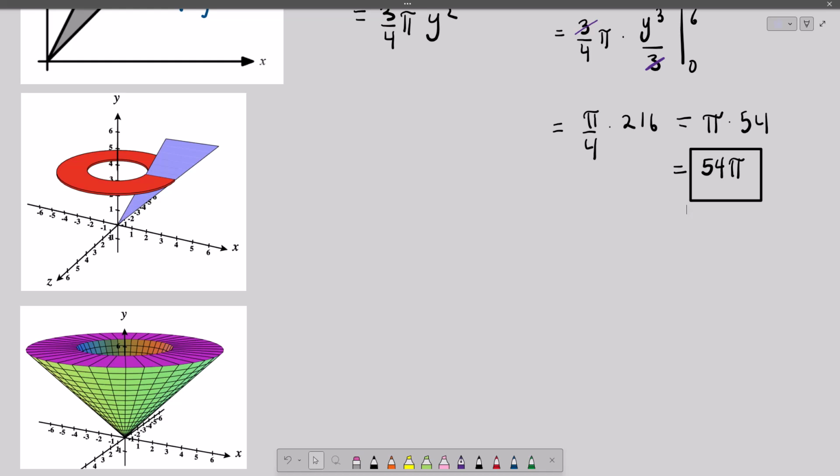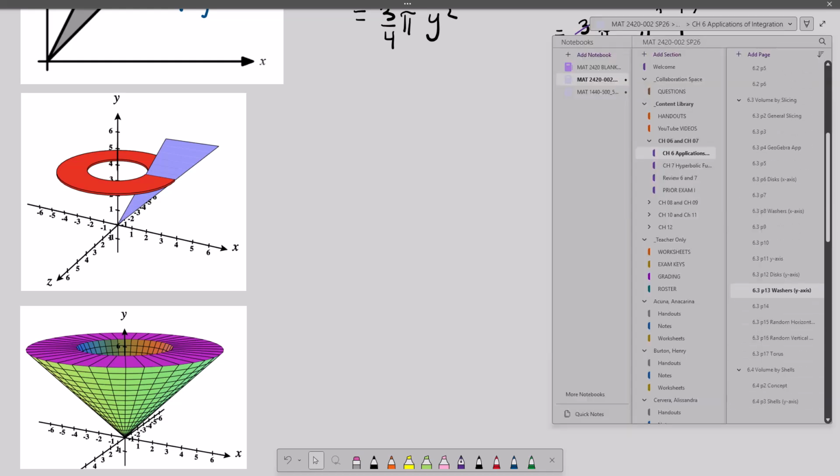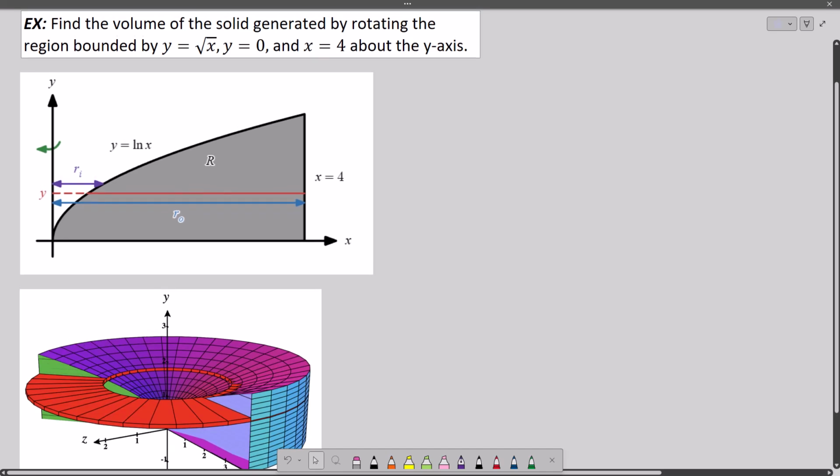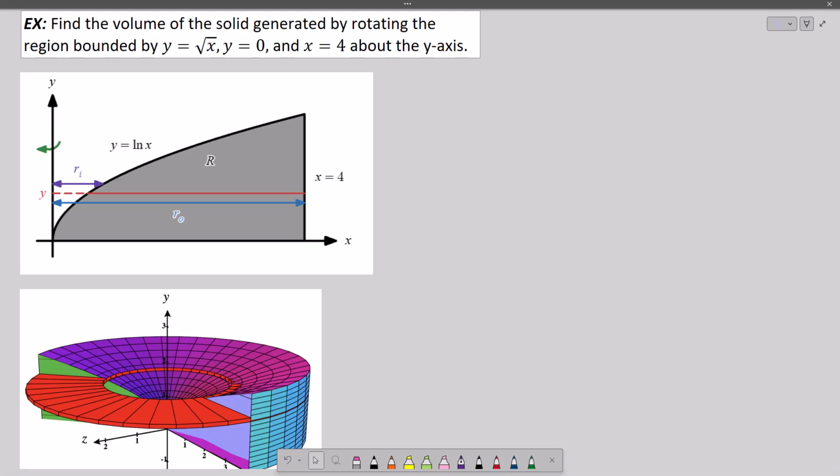All right, so why don't you all try this one? So, I've done a pretty thorough job of identifying each of the pieces. Confirm in your mind that you agree if we're going to take this square root of x with x equals 4 in the x-axis, y equals 0 is the x-axis, and then we're going to rotate it around the y-axis. Just make sure that you agree that our inner is where it is, our outer is where it is. Make sure it makes sense, and then find the volume.